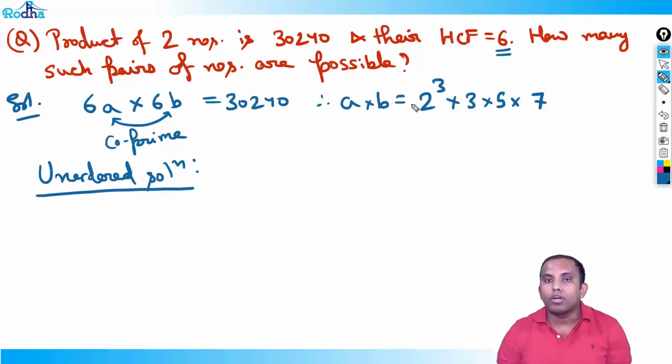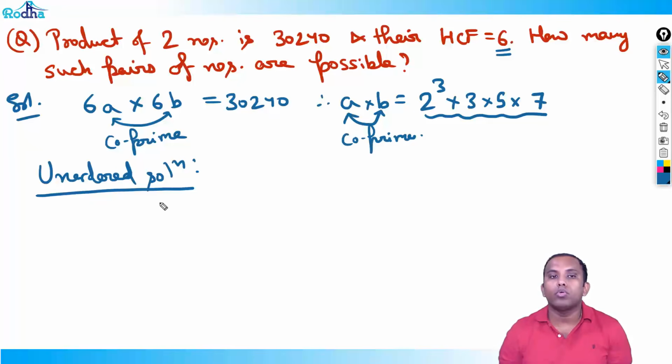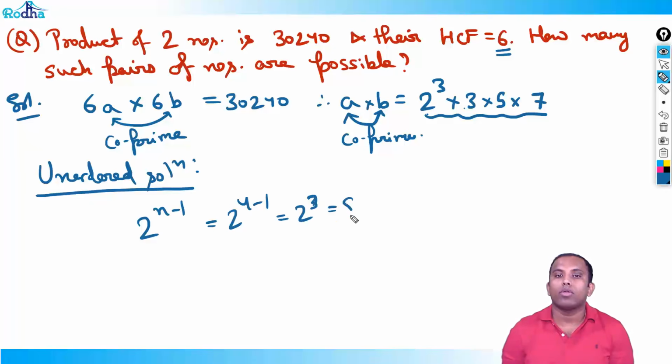In how many ways can a number be written as a product of two coprimes? The unordered solution is 2 raised to n minus 1, where n is the number of prime factors. How many prime factors does it have? 2, 3, 5, 7, so 4 prime factors. So 2 raised to 4 minus 1 is 2 cube, which is 8. So 8 is the answer.